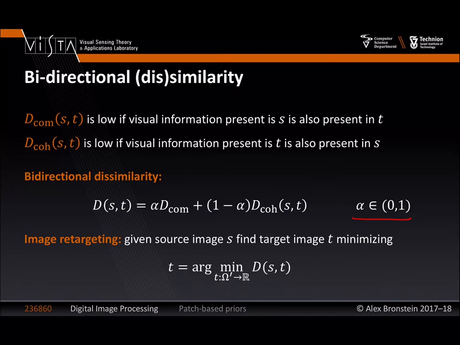So I would like to minimize this problem. Of course, it's a messy expression with the integral. I need to solve it over functions on omega prime. So basically, it's a variational problem because this distance is actually a function, right? It takes two functions and gives me a number. So I would really like to solve regular optimization problems and not variational problems.